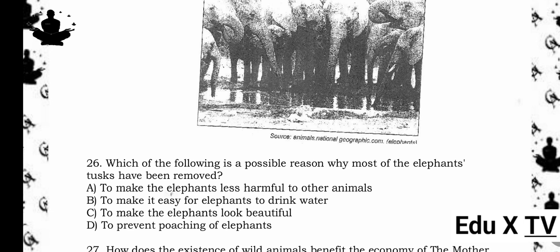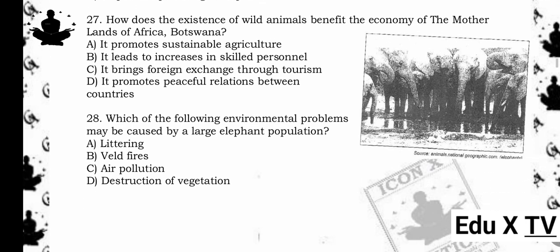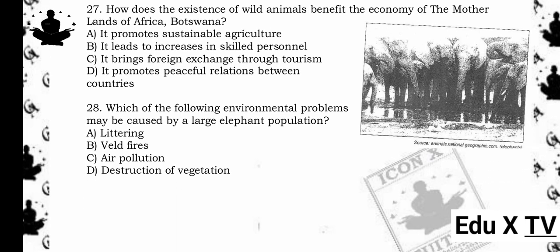The answer is D. To prevent poaching of elephants. Reason being, poachers hunt elephants mainly for their tusks' ivory. Removing tusks discourages poaching and helps protect elephant populations.